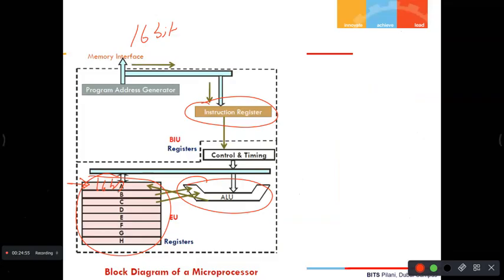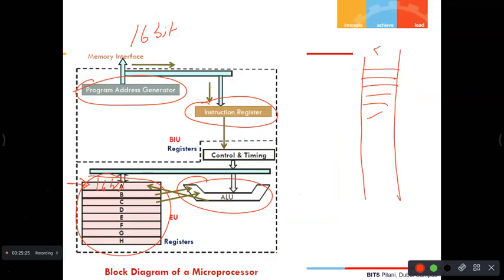See, as I told you, this has registers, an ALU, and here you have something called a program address generator. I told you the address has to be generated by the microprocessor. The microprocessor will generate the address. Suppose I try to visualize the situation that this is a memory. Okay. This is your memory.